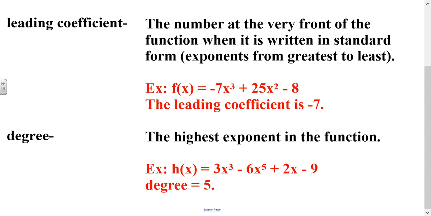The degree is the highest exponent in the function, and it doesn't matter if this one's written in standard form because it's really easy to tell what the highest exponent is. So in this example, we have 3x cubed minus 6x to the 5th plus 2x minus 9, and this would be the highest exponent, so the degree is 5. Now, the degree and the leading coefficient are important for what we're going to do with graphing later, so you need to know what those things are.